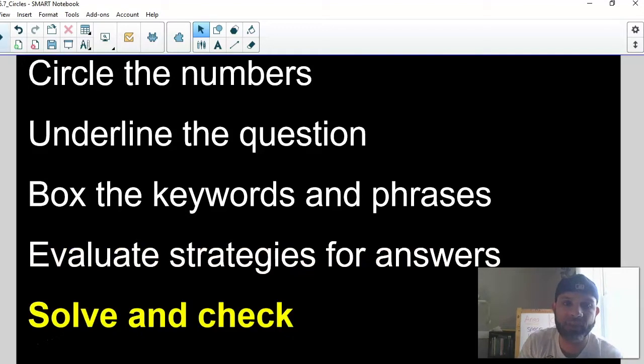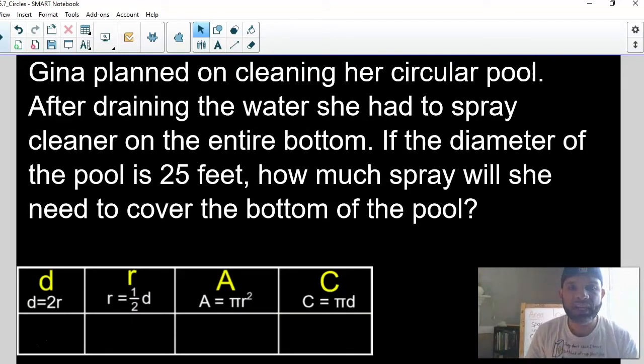And then last but not least, finally, is just put it into play. Solve it, and then of course, you always want to check your work. So that's that. So what I want to do is do this word problem, and we're going to use cubes to answer this question.